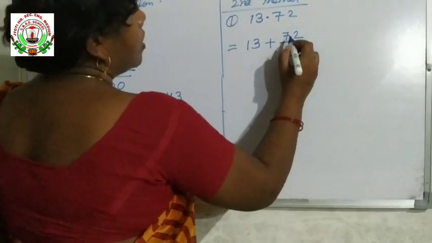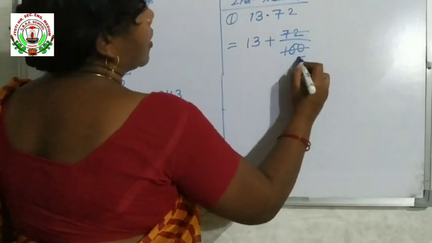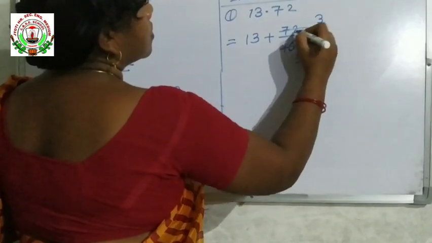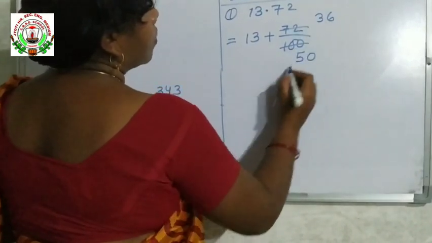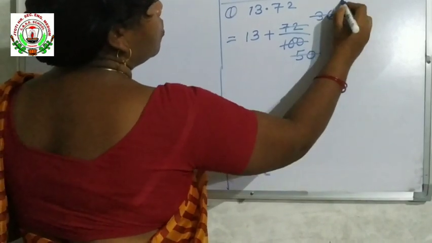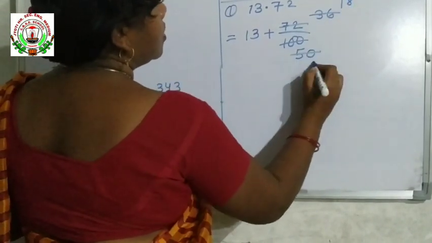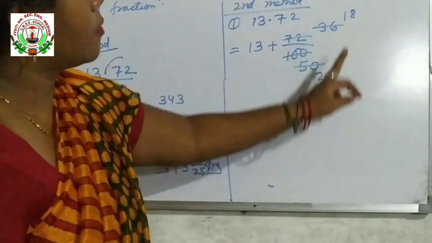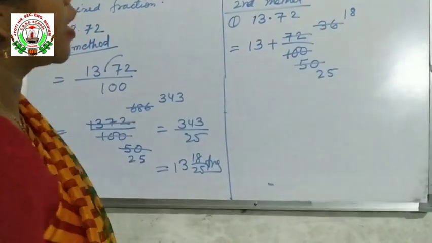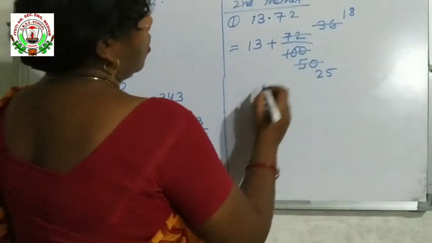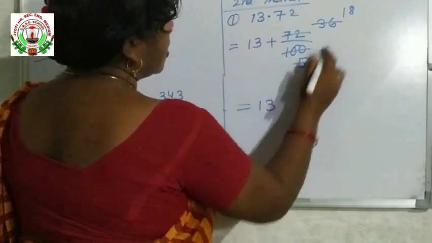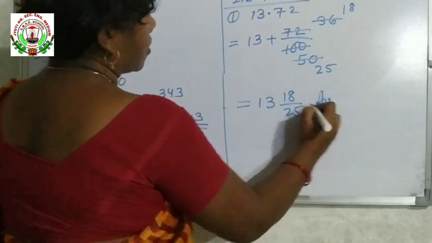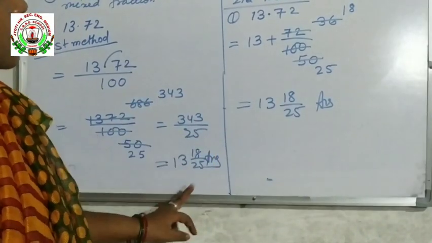Both are even numbers, so it is divisible by 2. 2 5s are 10, 0. 2 3s are 6. 2 6s are 12. Again it is divisible by 2. 2 1s are 2. 2 8s are 16. 2 2s are 4. 2 5s are 10. Now it is an even number, it is an odd number. It is not cancelled by any same number. So what is the answer? 13, and this 18, and this is 25. This is the answer. Now you will see both the answers are the same.